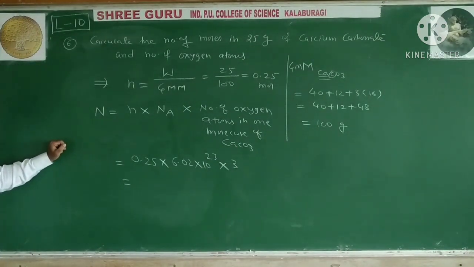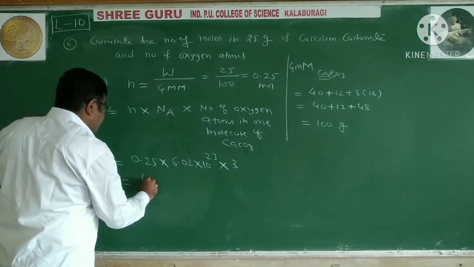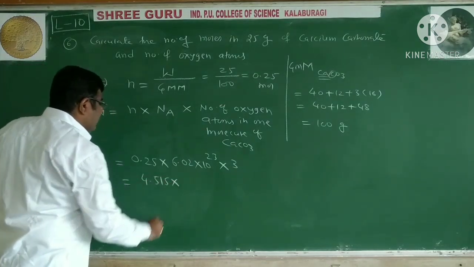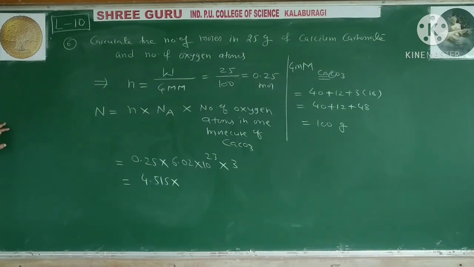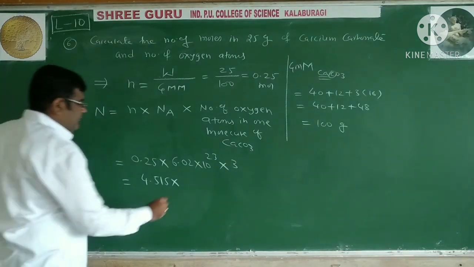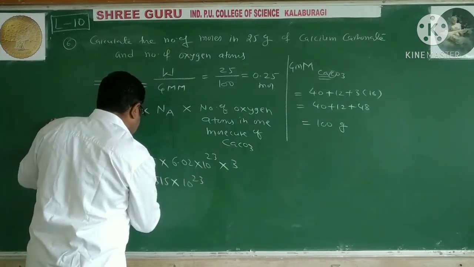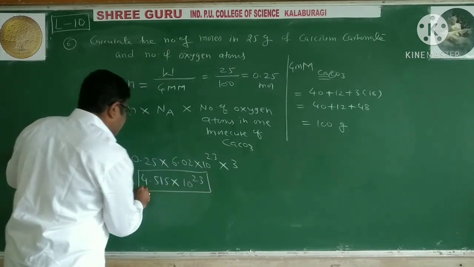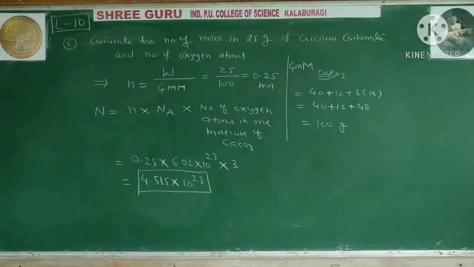So when you multiply this 0.25 into 6.02 into 10 raised to 23 multiplied by 3, it happens to be 4.515 multiplied by 10 raised to 23. So these many oxygen atoms are present in a given sample of calcium carbonate.